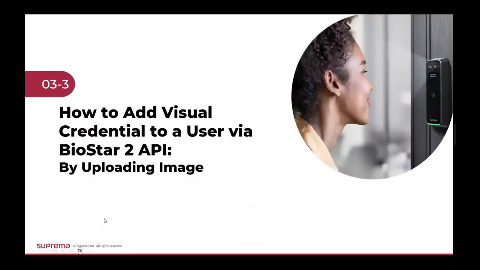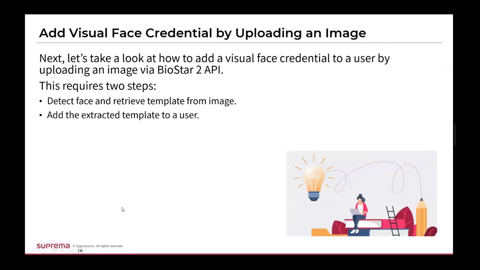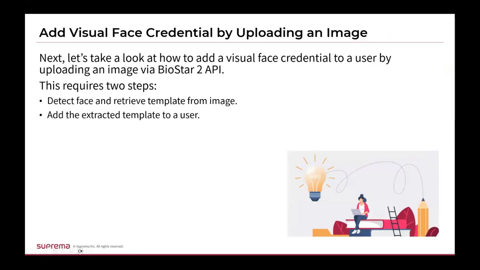This time, let's take a look at how to add a visual face credential to a user by uploading an image via BioStar 2 API. This process requires two steps as well. You need to call an API that will detect the face and retrieve the template from the image you upload. Next, you need to call an API to add the extracted template to a user.